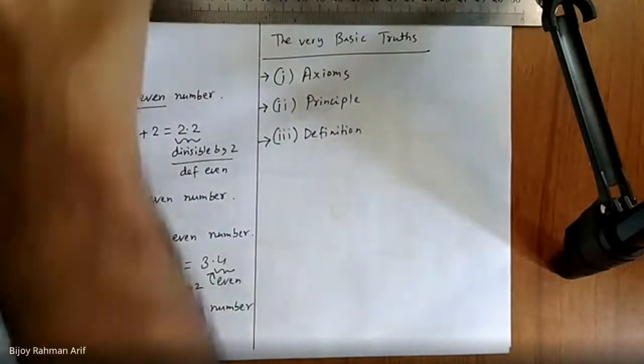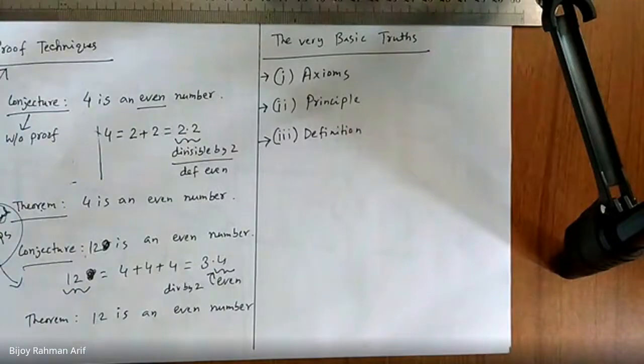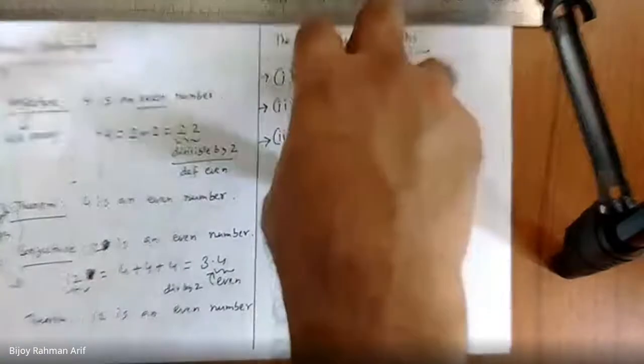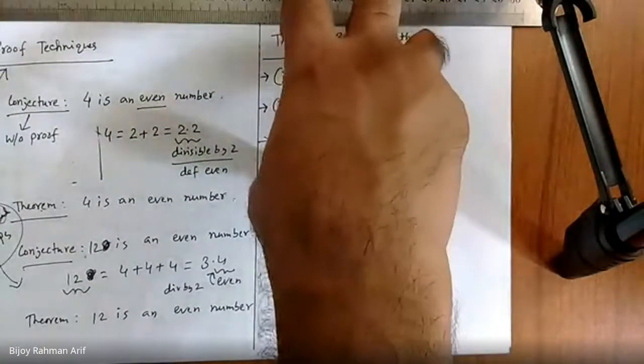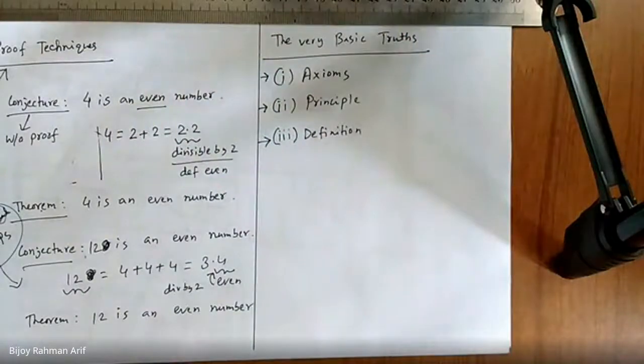So we have already raised the chicken and egg problem: if this chicken comes from that egg, where does that egg come from? So these are the very basics. These are the ultimate egg of proofs. Did you get it? Those things are always considered true. Do you have any question?